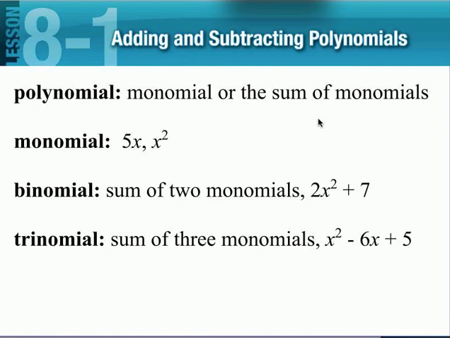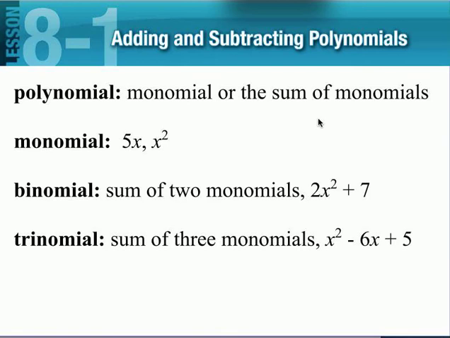Okay, so a polynomial can be a monomial or the sum of monomials. And so now we're going to define what a monomial is. Mono prefix means one. So one term. So basically 5x, x squared, x cubed, x to the fourth, x to the fifth. Those are all monomials. Another monomial could be a constant, like the number 4, 3, 2.